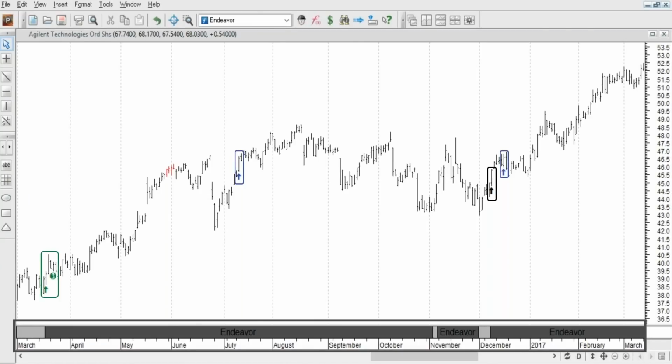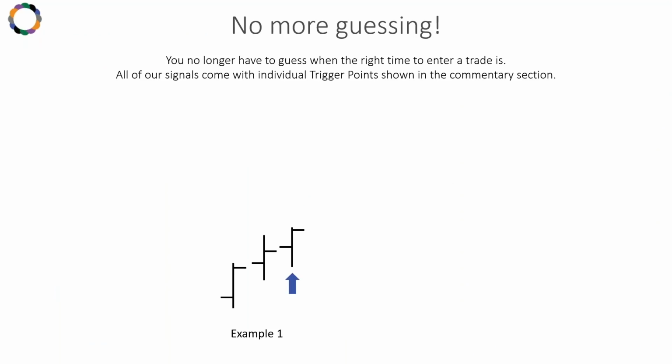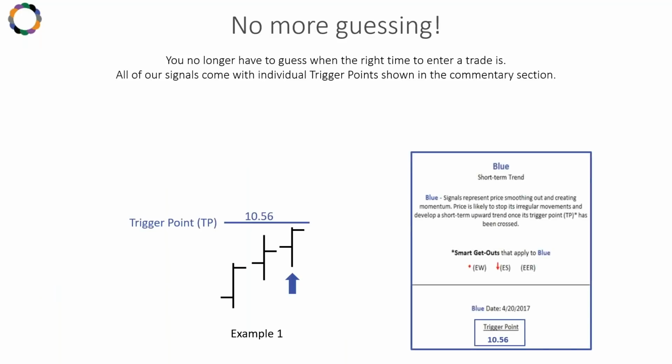However, signals are only useful if you know the right price to enter the trade at. Otherwise, even with the signal, you're still just guessing at the right entry price. And this is where Endeavor really gets good. You no longer have to guess when the right time to enter a trade is. All of our signals come with individual trigger points shown in the commentary section. You remember the trigger point from the example in the beginning of the presentation. Well, I told you that I would explain them in more detail, so here we go.